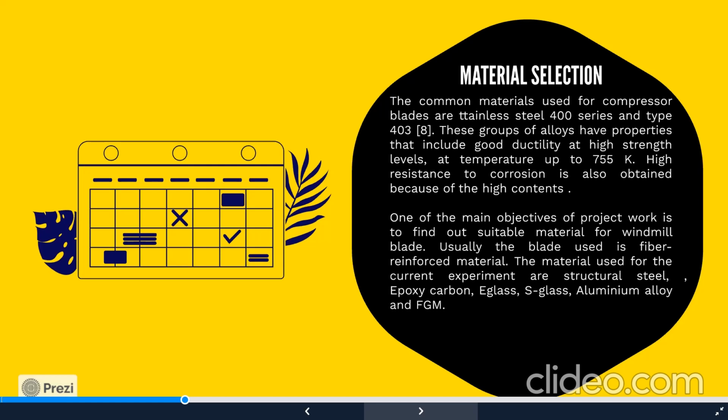One of the main objectives of the project is to find a suitable material for a windmill plate. Usually, the plate is made of fiber reinforced material. The material used for the current experiment is structural steel. For example, we used 6 types of material: structural steel, epoxy carbon, E-glass, S-glass, aluminum alloy, and FGM.